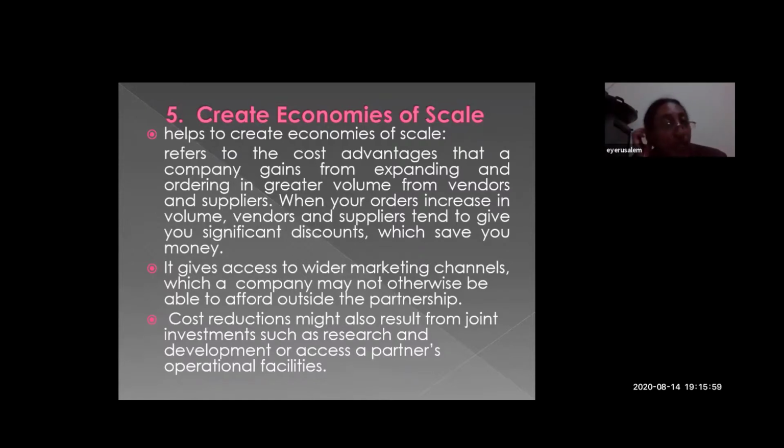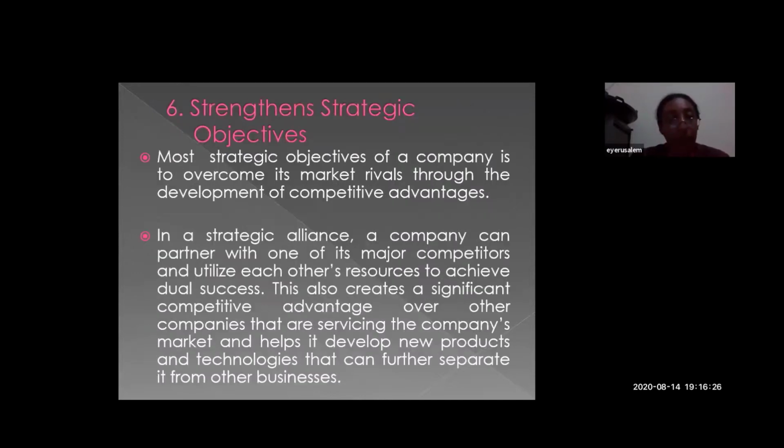And it also gives access to wider market channels, which a company may not otherwise be able to afford outside its partners. From this concept, we can see that cost reductions and access to market channels will be benefited from strategic alliance. The sixth one is strengthening strategic objectives. Strategic alliance plays a great role in strengthening strategic objectives.